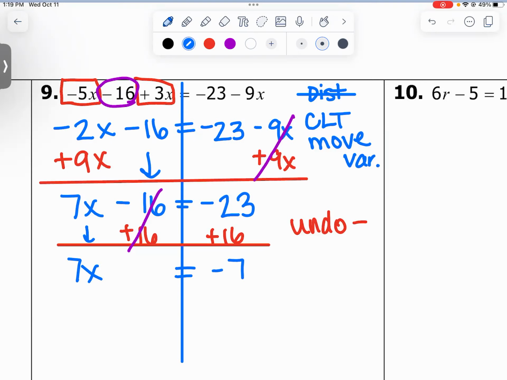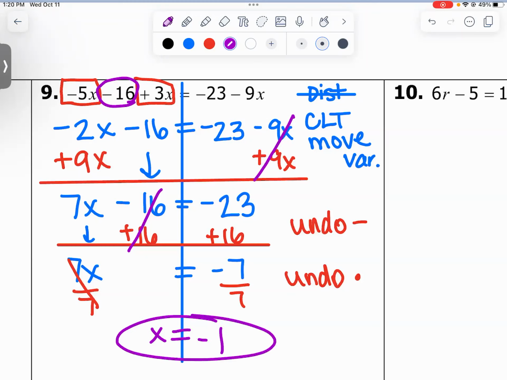Because our last step, Sophia Peterson, is to do what? Okay, we need to divide by 7. So negative 7 divided by 7 is? Oh, negative 1. A negative divided by a positive gives us a negative.